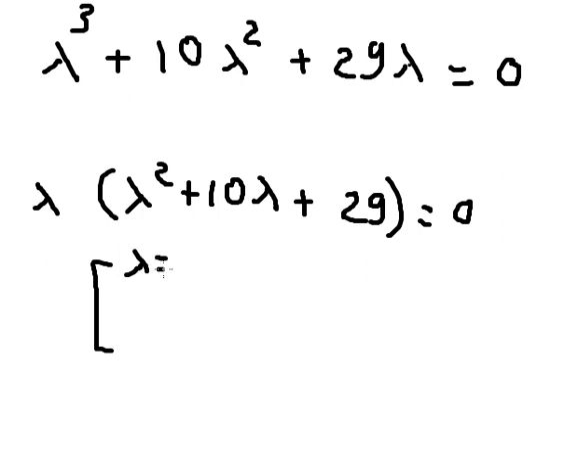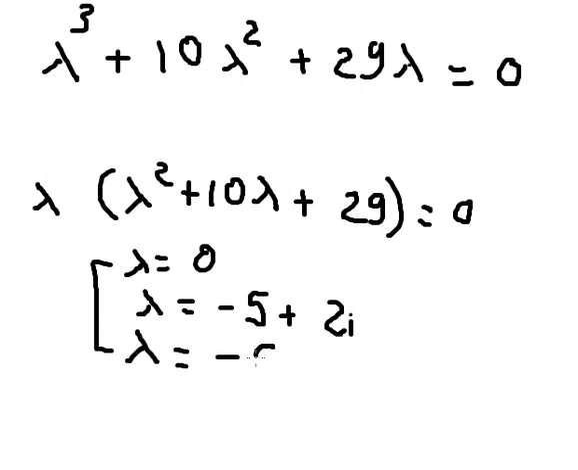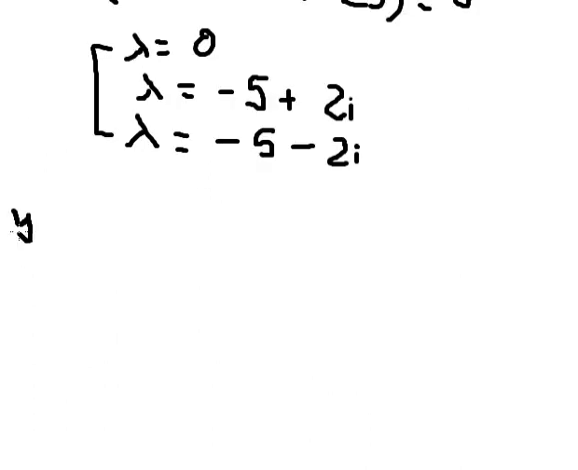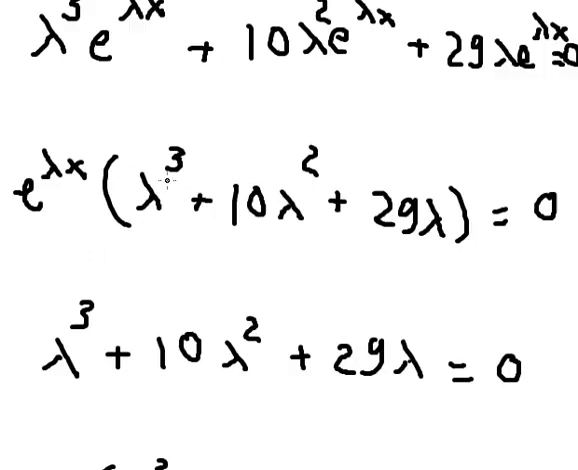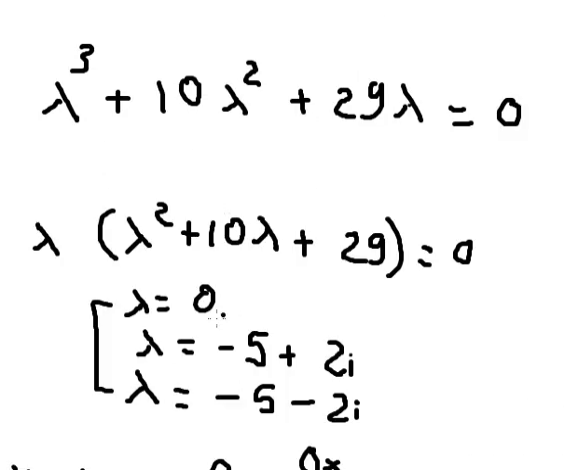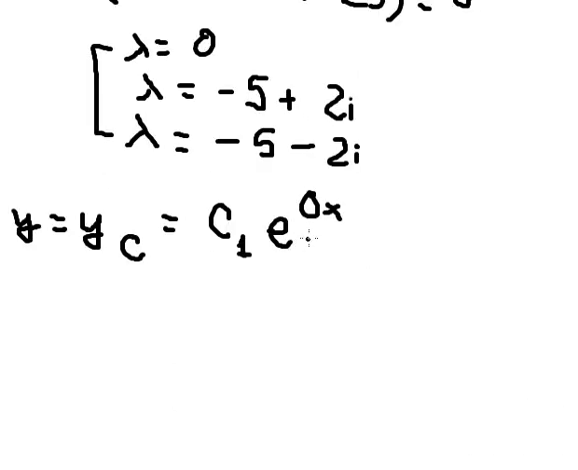We have lambda equals 0, lambda equals negative 5 plus 2i, and lambda equals negative 5 minus 2i. And now we have y equal to yc. So we have c1 e to the power of 0s. So we change lambda into 0 here. That's why we have e to the power of 0s, and this equals 1. So we just write c1.